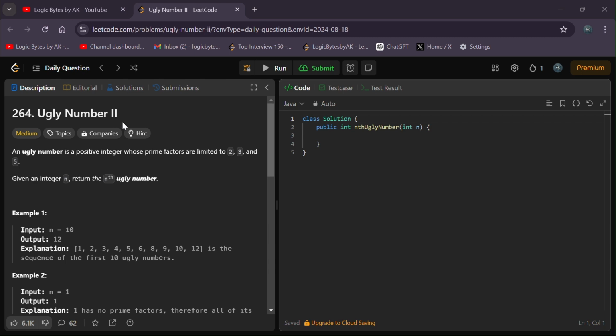So today the problem of the day seems interesting. So let's go into this description.